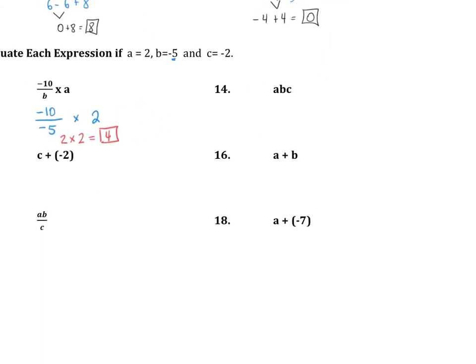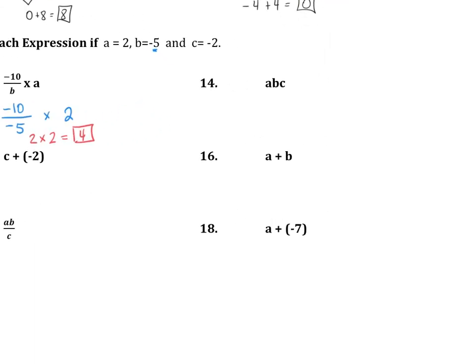Number 14, A times B times C. So let me write that out. 2 times -5 times -2. So 2 times -5 is -10 times -2. Notice how important it is to show your work. A negative times a negative is a positive.